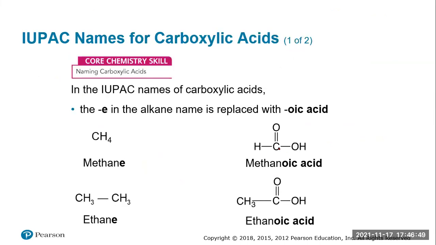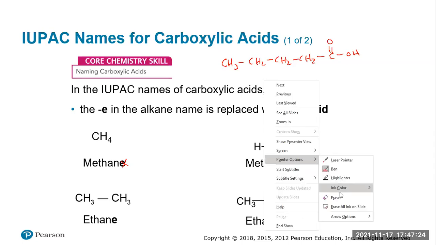So here's really the simplest carboxylic acid you could have. That is one carbon based off of methane, dropping that E, putting the oic acid at the end of it, and then obviously our ethanoic acid. If you had, for example, something like this. Actually, let me do this here. Get rid of one of those hydrogens. And we'll put in a chlorine.